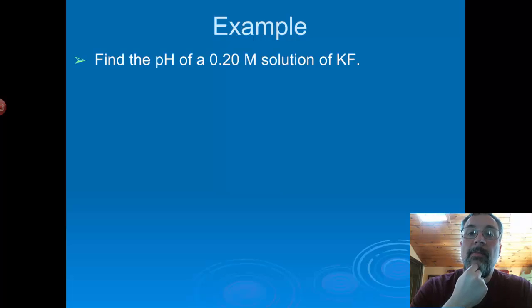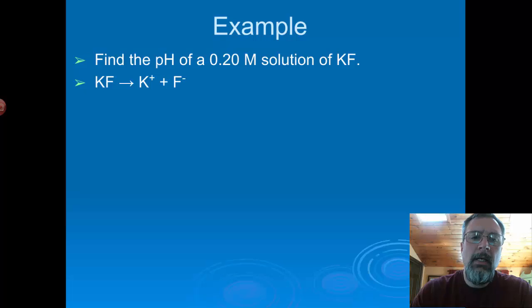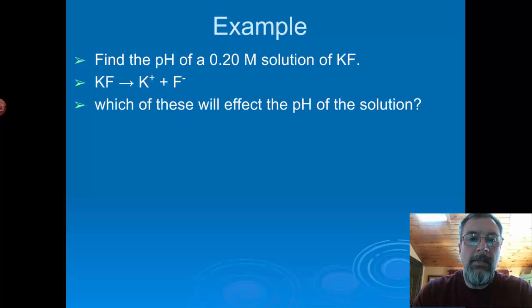Now, what if we're going to find the pH of a salt solution? Well, we have to figure out what it's going to look like, and then we have to do some calculations that are very familiar, that we've done before. Okay, KF, 0.20 molar solution. KF splits up into K plus and F minus, which will affect the pH of the solution.